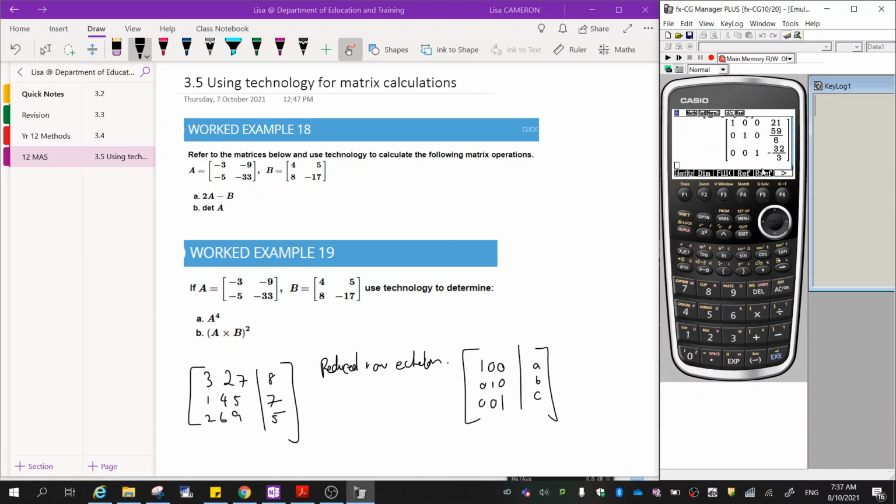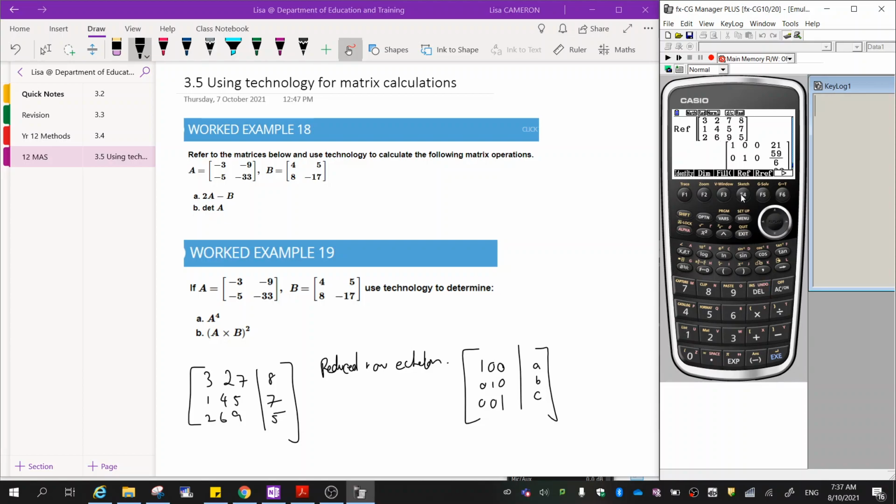Oh, boom, there you go. You've got your answers about what our reduced row echelon form would look like. So here you can see that that is our identity matrix. Here's our answers there. Now, the other thing that I wanted to show you is you could also get this in just row echelon form.